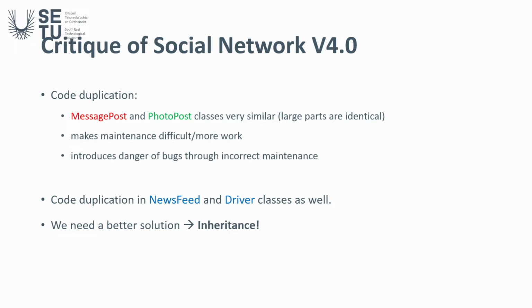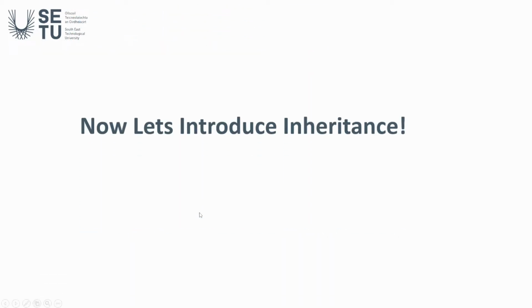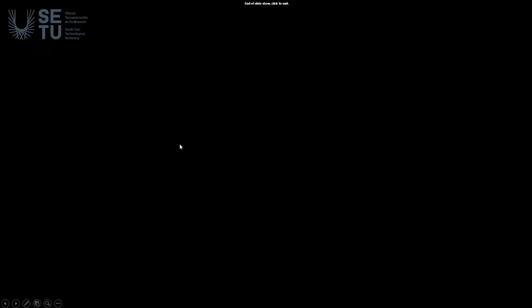So if we only update the code for likes in photo but don't update the code for likes in message, now our code is out of sync. And we're introducing bugs, making maintenance all the more difficult. And there's code duplication in newsfeed and driver. So we need a better solution. And the better solution is, thankfully, inheritance. So let's have a look at what inheritance is.